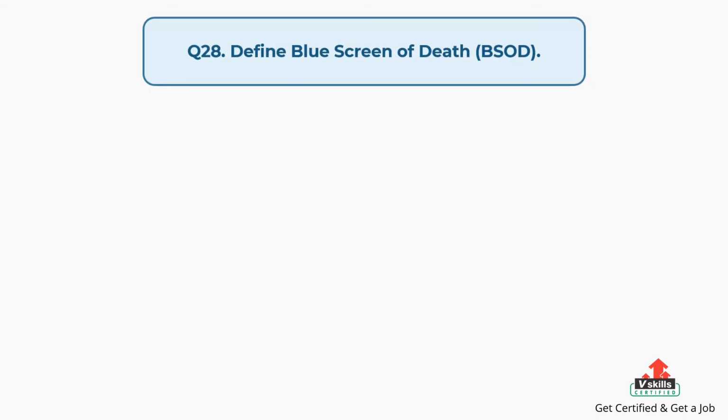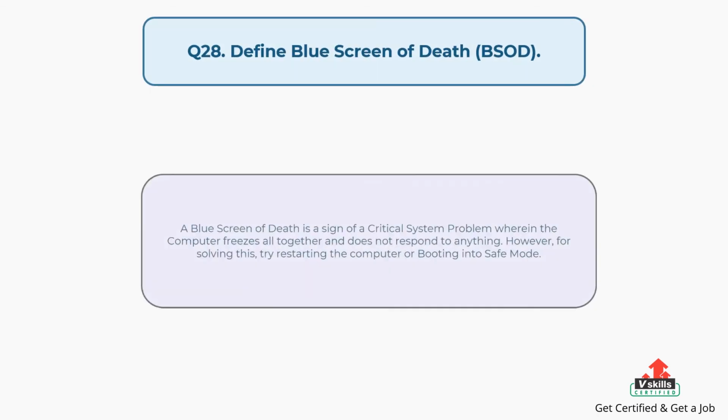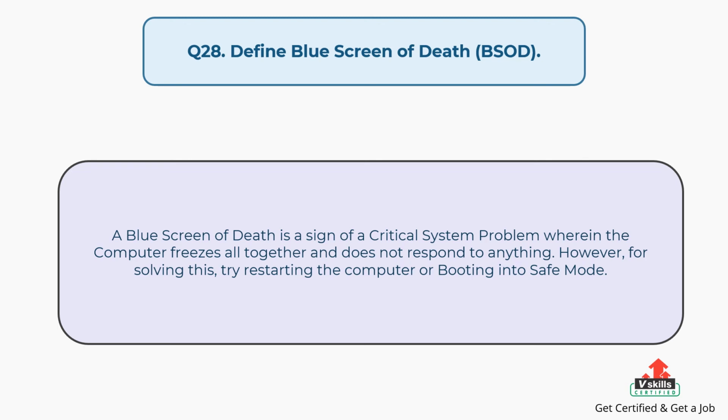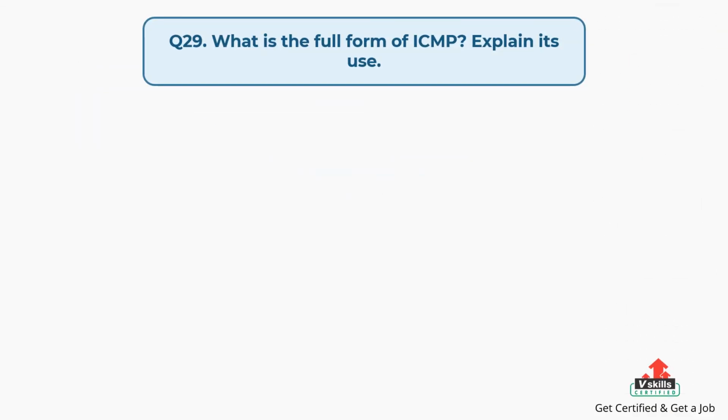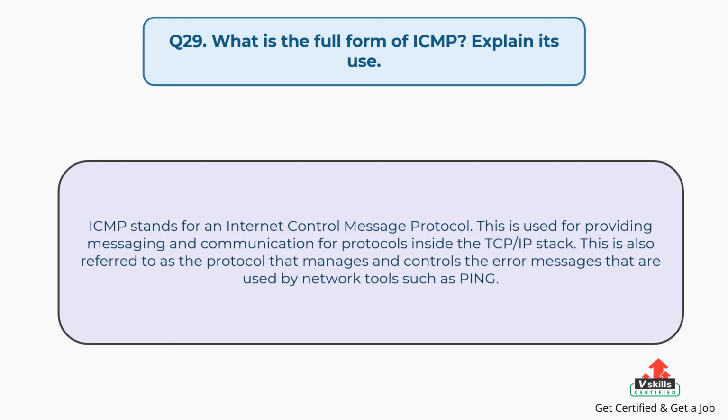Question number 28. Define blue screen of death. The answer is: a blue screen of death is a sign of a critical system problem wherein the computer freezes altogether and does not respond to anything. To solve this, try restarting the computer or booting into safe mode. Question number 29. What is the full form of ICMP? Explain its use. The answer is: ICMP stands for Internet Control Message Protocol. This is used for providing messaging and communication for protocols inside the TCP/IP stack. This is also referred to as the protocol that manages and controls the error messages that are used by network tools such as ping.